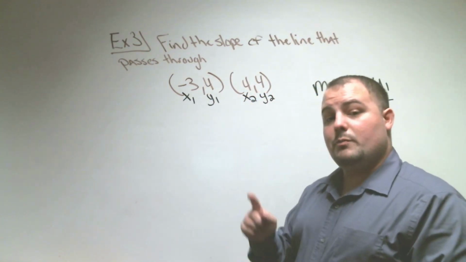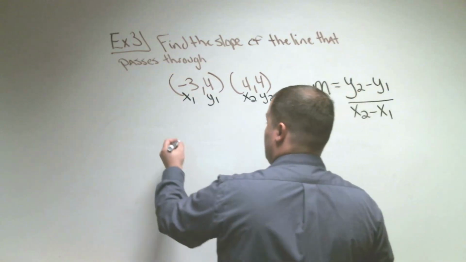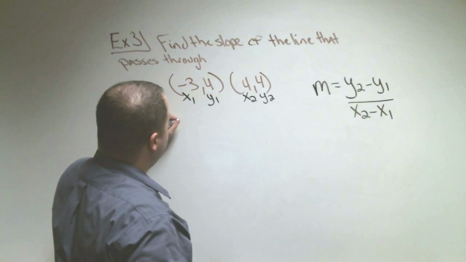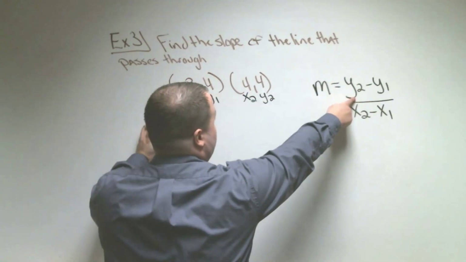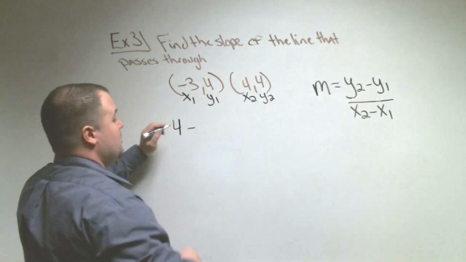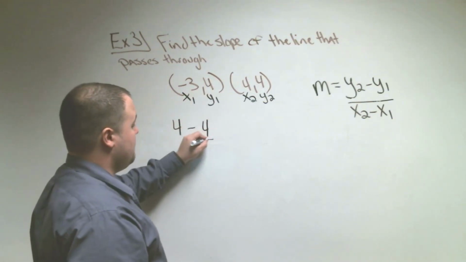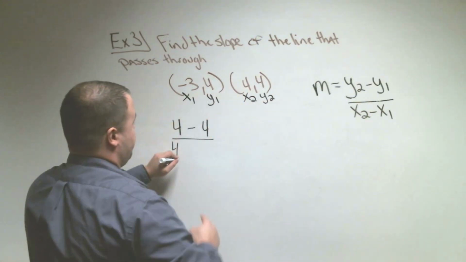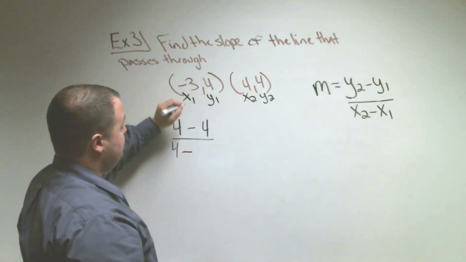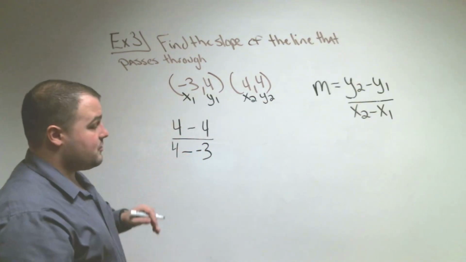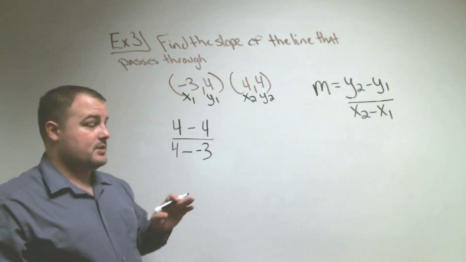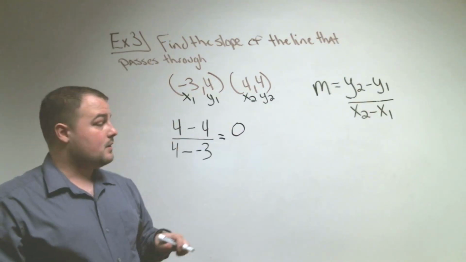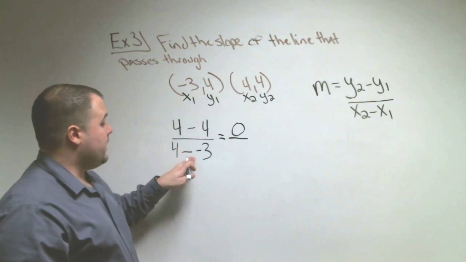If I want to find the slope between these 2 points, I need to take my y2 number. I'm going to take 4 minus, because it's y2 minus y1, well y1's 4. So I have 4 minus 4 divided by x2, which is 4, so I'm going to write 4. I'm going to put a minus sign, negative 3. So right now, I could tell you what my slope is. It's going to be 4 minus 4, that equals 0, over 4 minus negative 3.